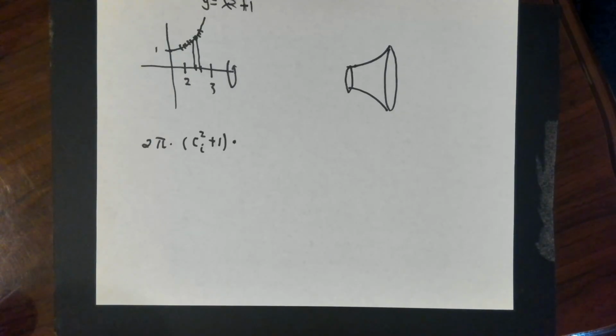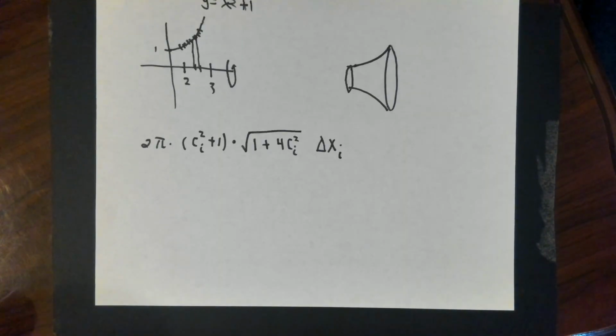You figure out what dy dx is, square that, calculate the square root of 1 plus that quantity, and then multiply by delta x number I. Here, dy dx is going to be 2 times x, so when I square that, I'll get 4 times x squared, evaluated at x equals ci, of course.